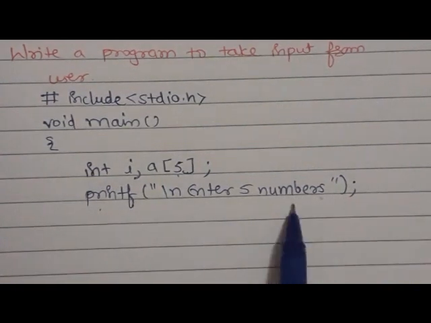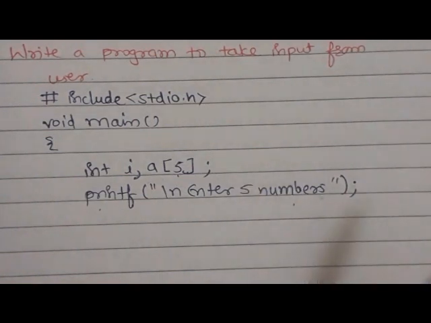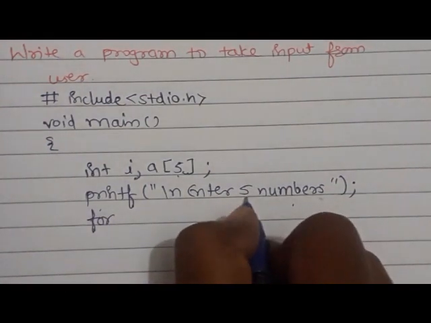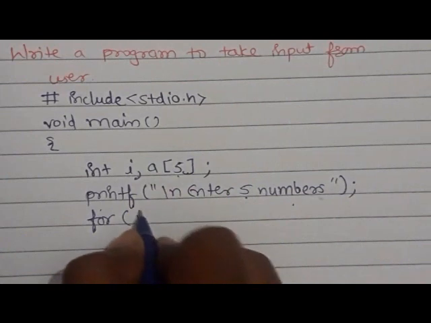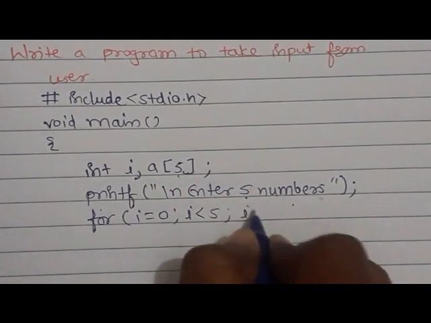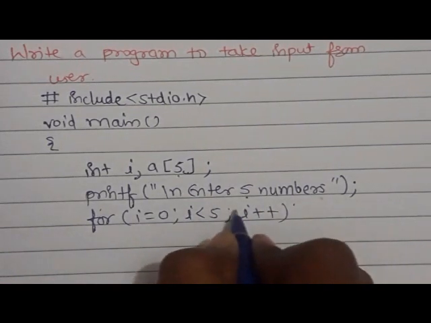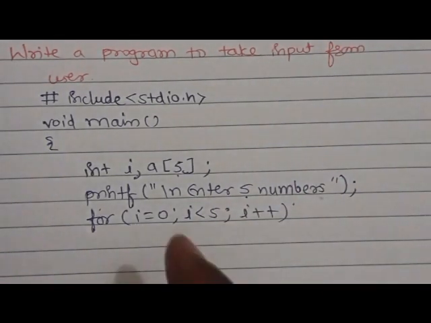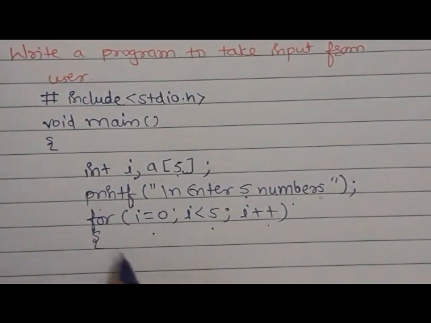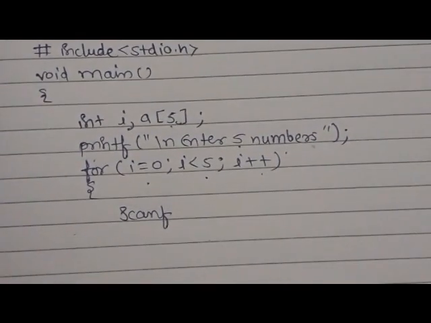So therefore we print a message that says enter 5 numbers. And these 5 numbers are taken from the user. So we write a for loop, because we have to take 5 values from the user. So we write for I is equal to 0, I is less than 5, I plus plus. The condition will be the same, and within this for loop we will write the scanf function.